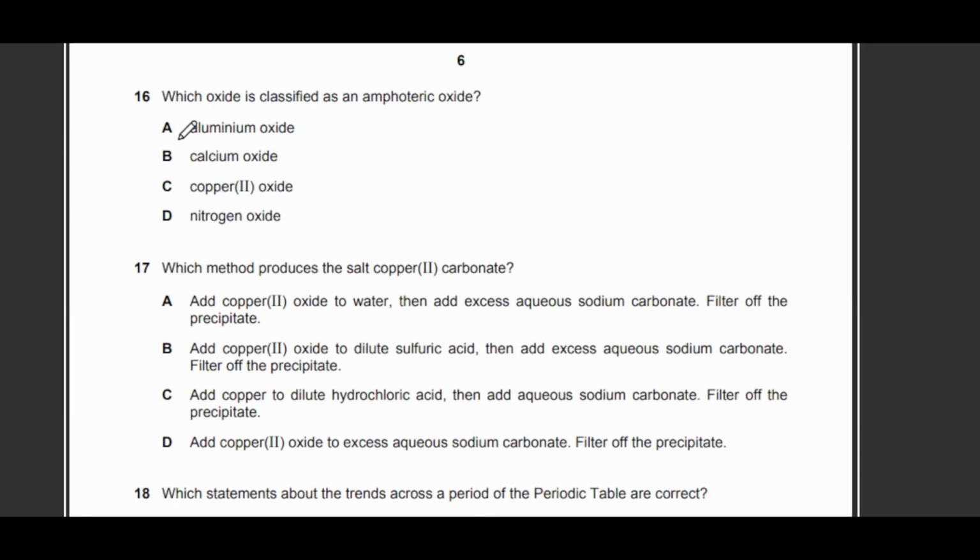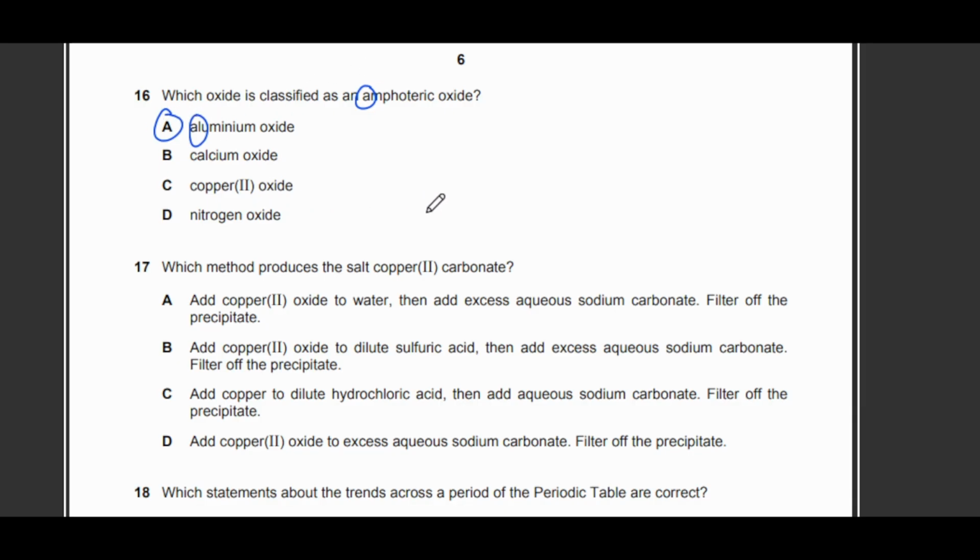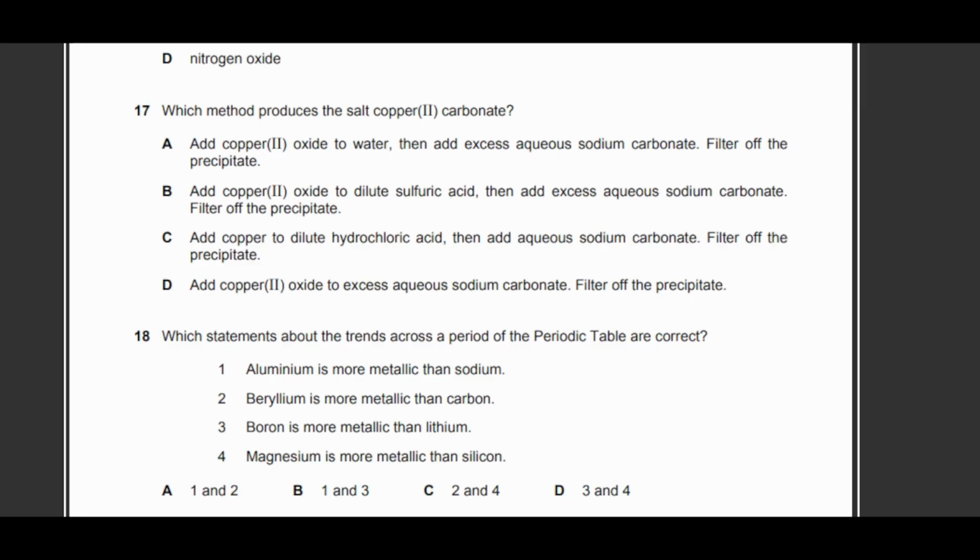Which oxide is classified as an amphoteric oxide? This one you just have to remember. Answer is A, aluminium oxide. So an easy way to remember this is amphoteric starts with A, aluminium starts with A, so therefore A is the answer. 17. Which metal produces the salt copper 2 carbonate? Okay, so we have a look at this.